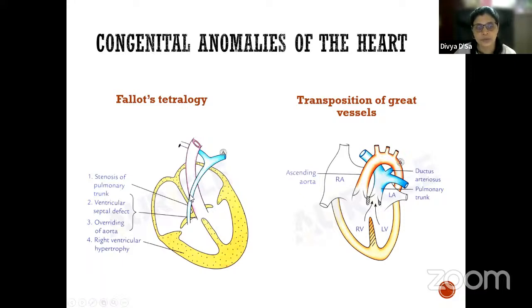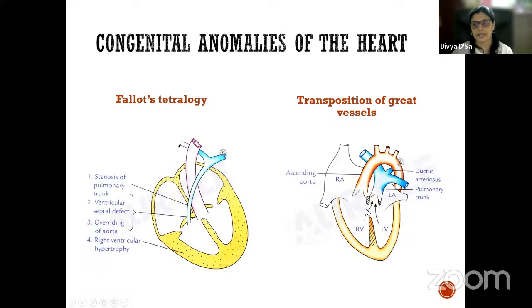There is stenosis. Now this is the pulmonary trunk. It is stenosed, it becomes very narrowed, right? So there is stenosis of the pulmonary trunk. There is ventricular septal defect. Overriding of the aorta means the ascending aorta shifts this side. And there is right ventricular hypertrophy, because blood cannot go here. So there is right ventricular hypertrophy. So these are the four features. It is commonly asked as an MCQ or a 3-mark question for tetralogy.